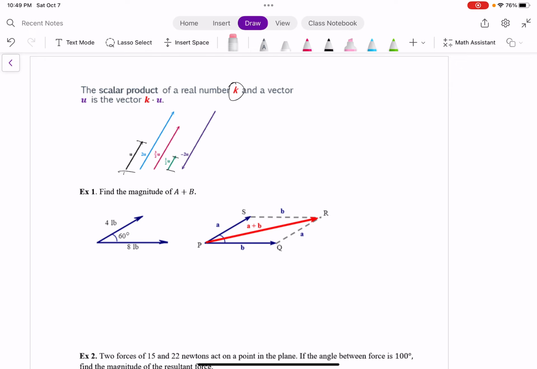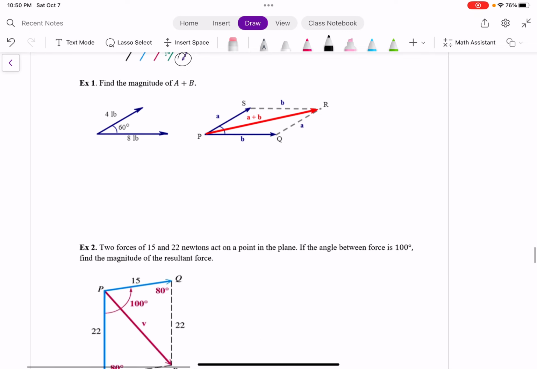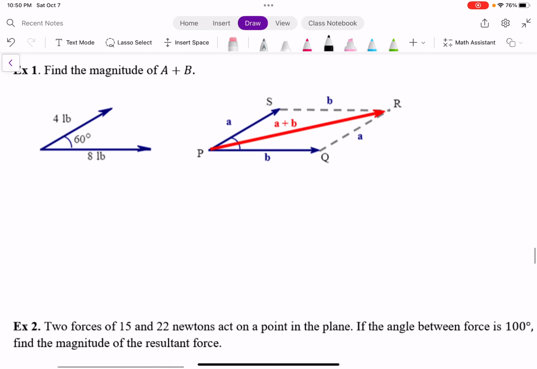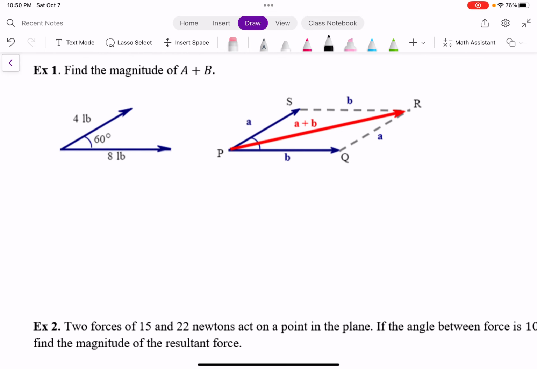And how about negative 2u? We have a negative sign. If you see a negative, that means to change the direction. You see the direction is opposite, and I also stretch it 2 times. Let's see example 1. Make it bigger. Example 1, find the magnitude of a plus b.